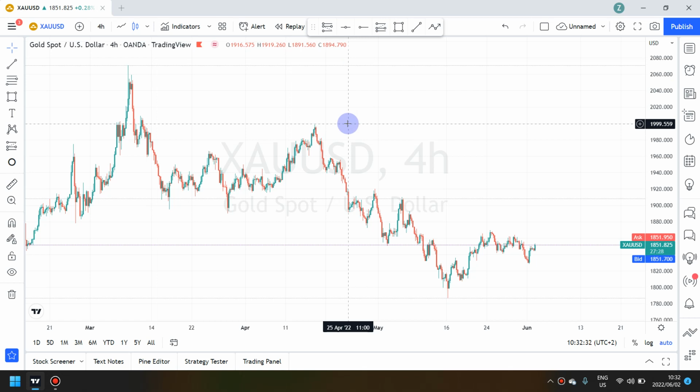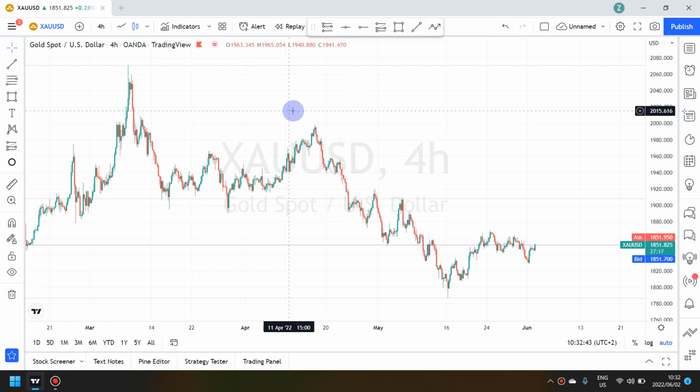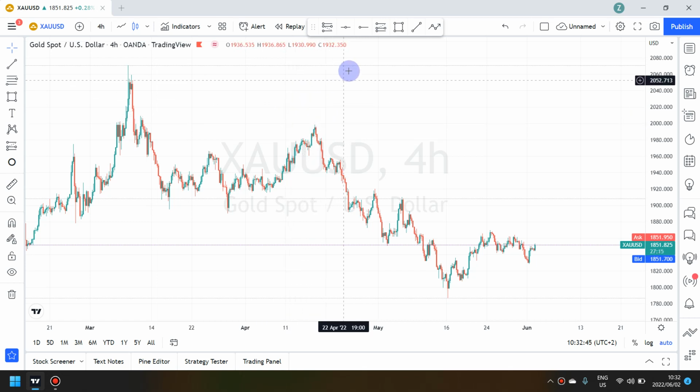So in today's live forex market analysis, our pair is the XAUUSD, also known as gold. So without any further waste of time, let's try to find the tops.